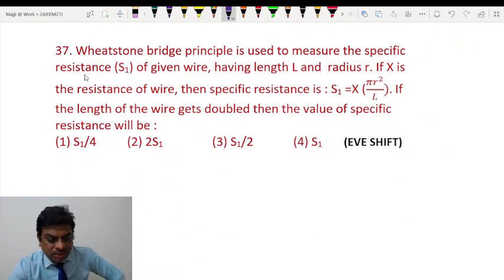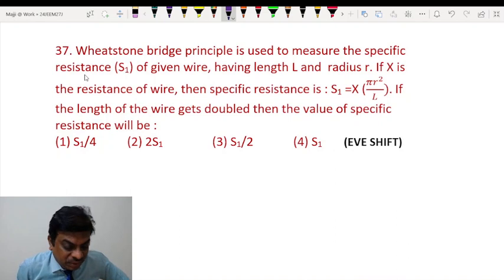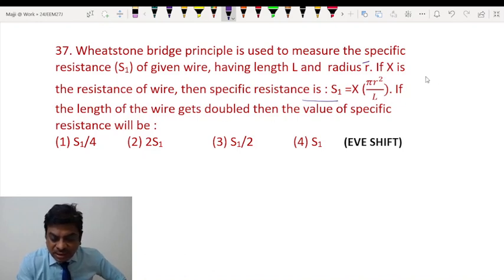Wheatstone bridge principle is used to measure the specific resistance S1 of a given wire having length L and radius R. The X is the resistance. If X is the resistance of the wire, then specific resistance. Yes, they have used the formula R equal to rho L by A. So from here they have found the specific resistance. This is correct.